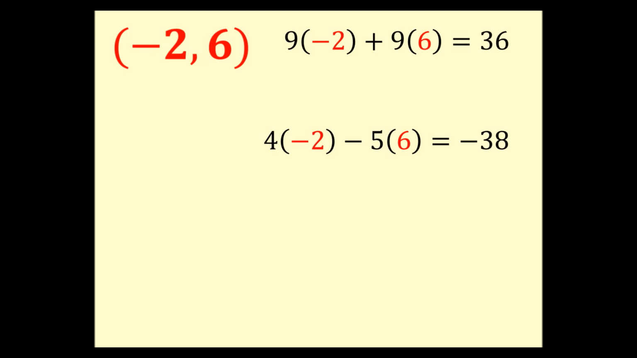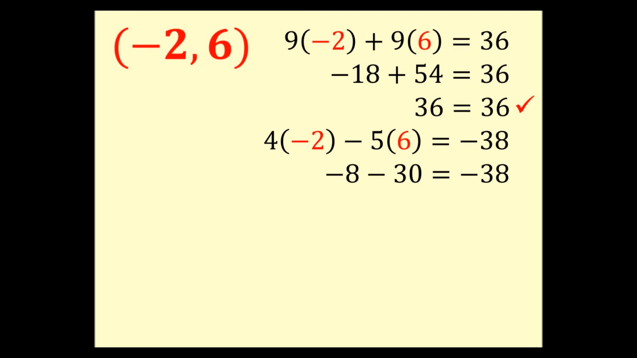Our last step, as always, is to check the accuracy of our answer. I substituted my x and y into the two original equations. In the first equation, 9 times negative 2 and 9 times 6 give us negative 18 plus 54, which equals 36, and it checks. In the second equation, 4 times negative 2 and negative 5 times 6 give us negative 8 minus 30, which gives us negative 38, and it also checks.